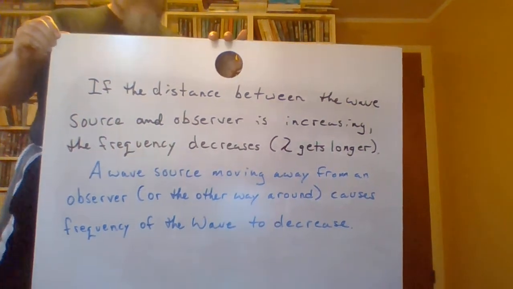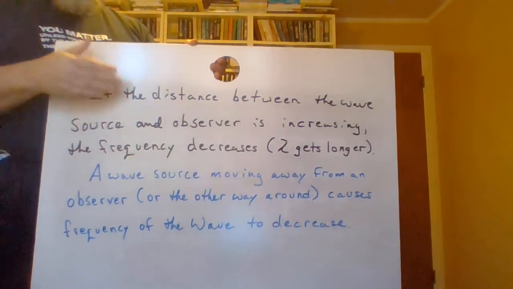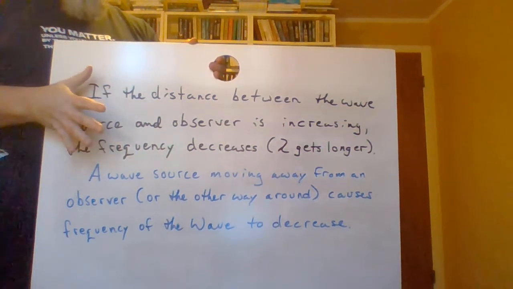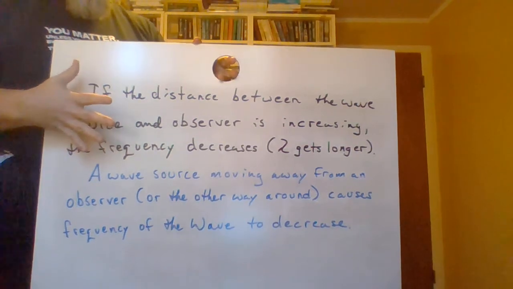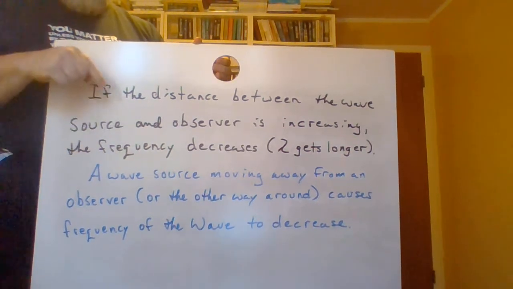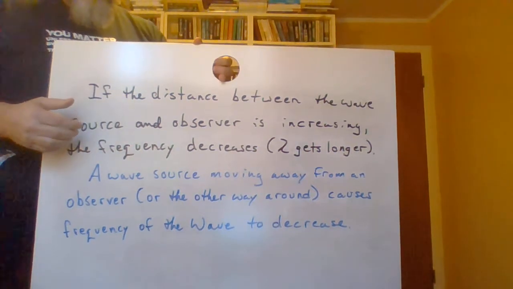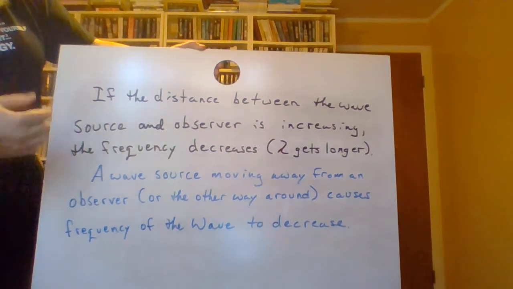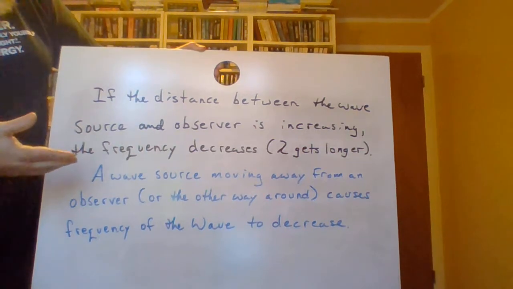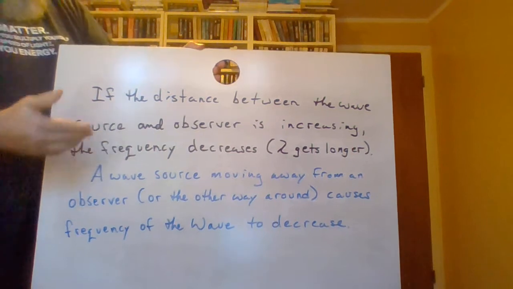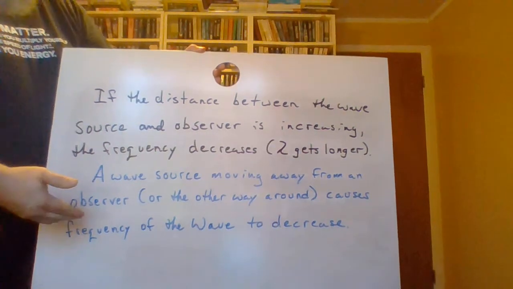Conversely, if the distance between the wave source and the observer is increasing, they're getting farther apart, then that means the frequency must decrease, or the wavelength is lengthening. So as a wave source moves away from the observer, or the observer moves away from the wave source, you're going to get a lower frequency.